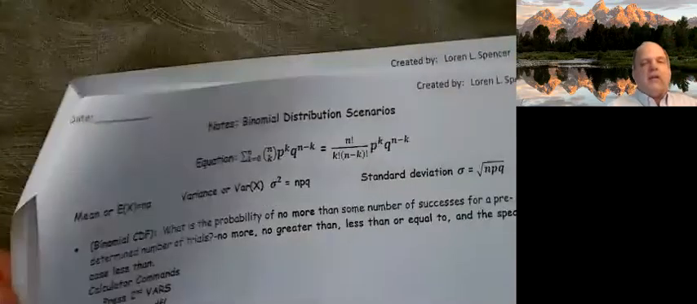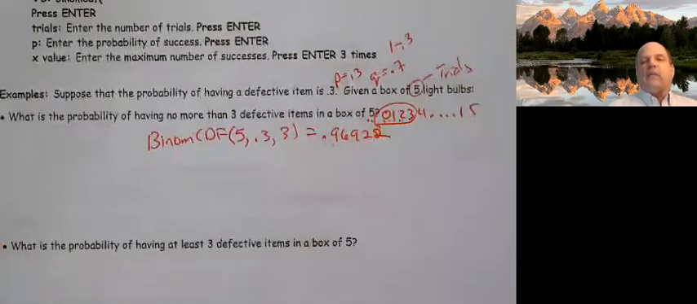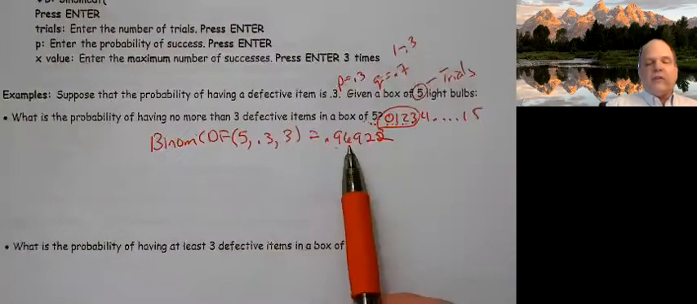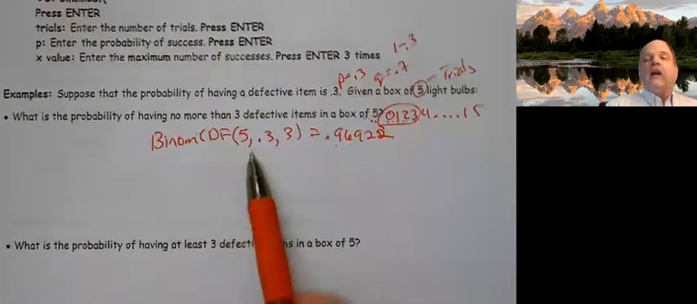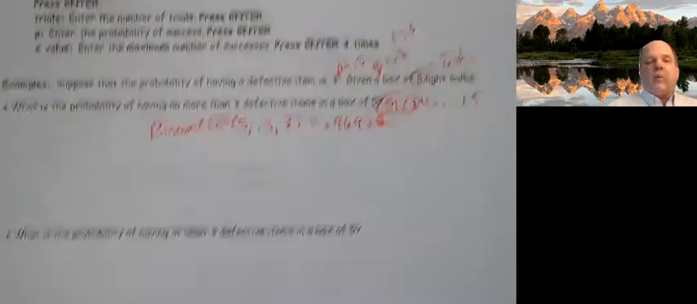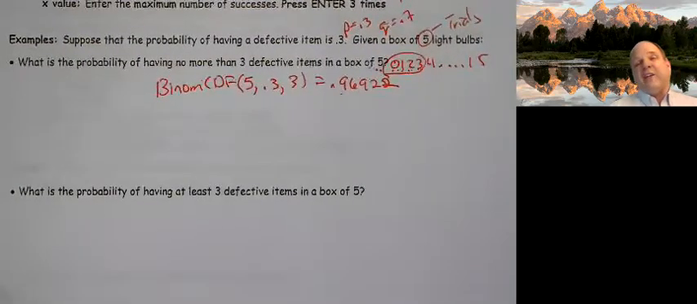So if we'd gone back to the page before and added up the probability of 0 plus the probability of 1 plus the probability of 2 plus the probability of 3, we should get 0.96922. But the CDF does all that work for us all at once, so we didn't have to do it, because if you had to do it like 20 times, it'd be pretty rough.